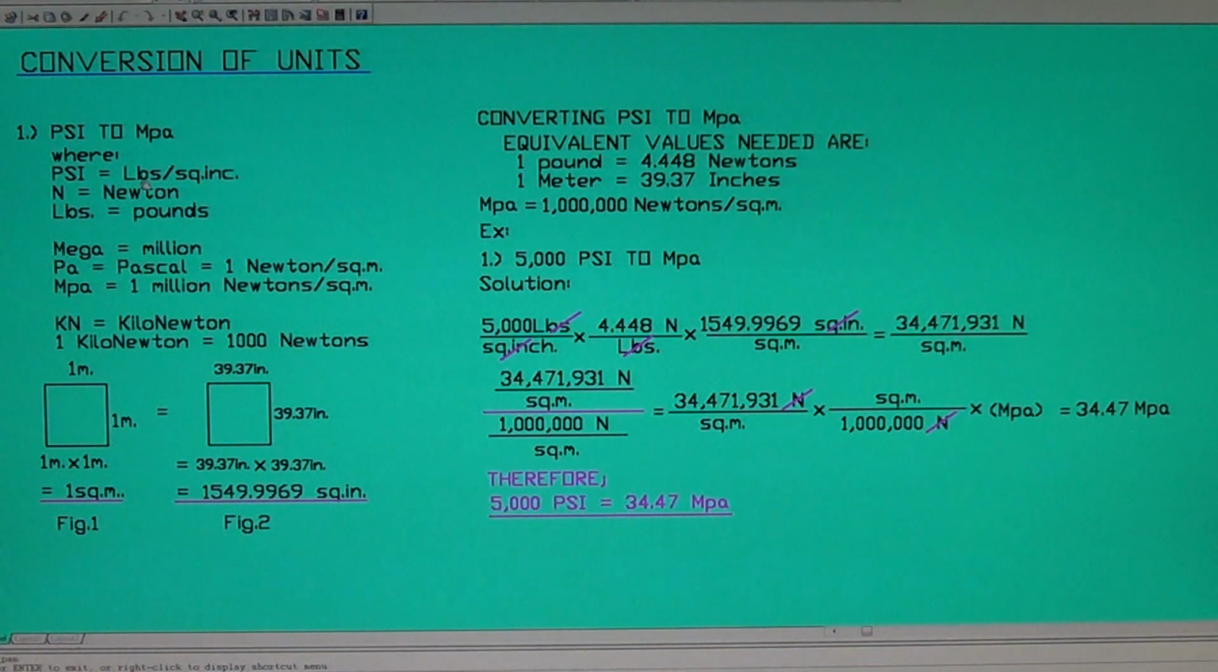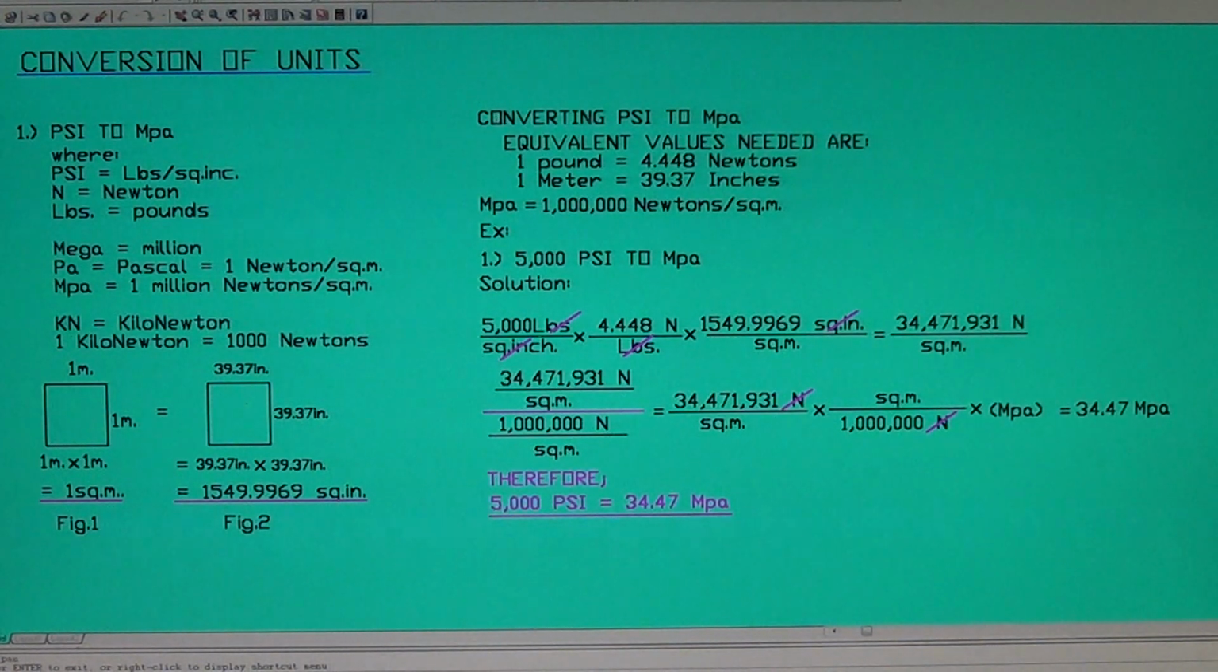The PSI is pounds per square inch, and N is Newton. LBS is pounds, abbreviation of pounds. Mega means million, and the Pascal is 1 Newton per square meter. MPa is 1 million newtons per square meter. Kilonewton is kN, and 1 kilonewton is 1000 newtons.